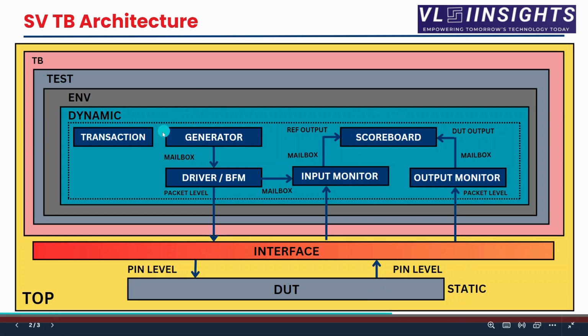Okay. So now let us try to understand what is the use of transaction, what is the work of generator, what the driver is doing, what is the work of monitor and the scoreboard. Now in the transaction we are going to declare the signals that must be randomized. And why we randomize, and what are the types of randomization present in SystemVerilog, we are going to discuss in a separate session. But as of now, I'm just going to give the overview on this particular concept.